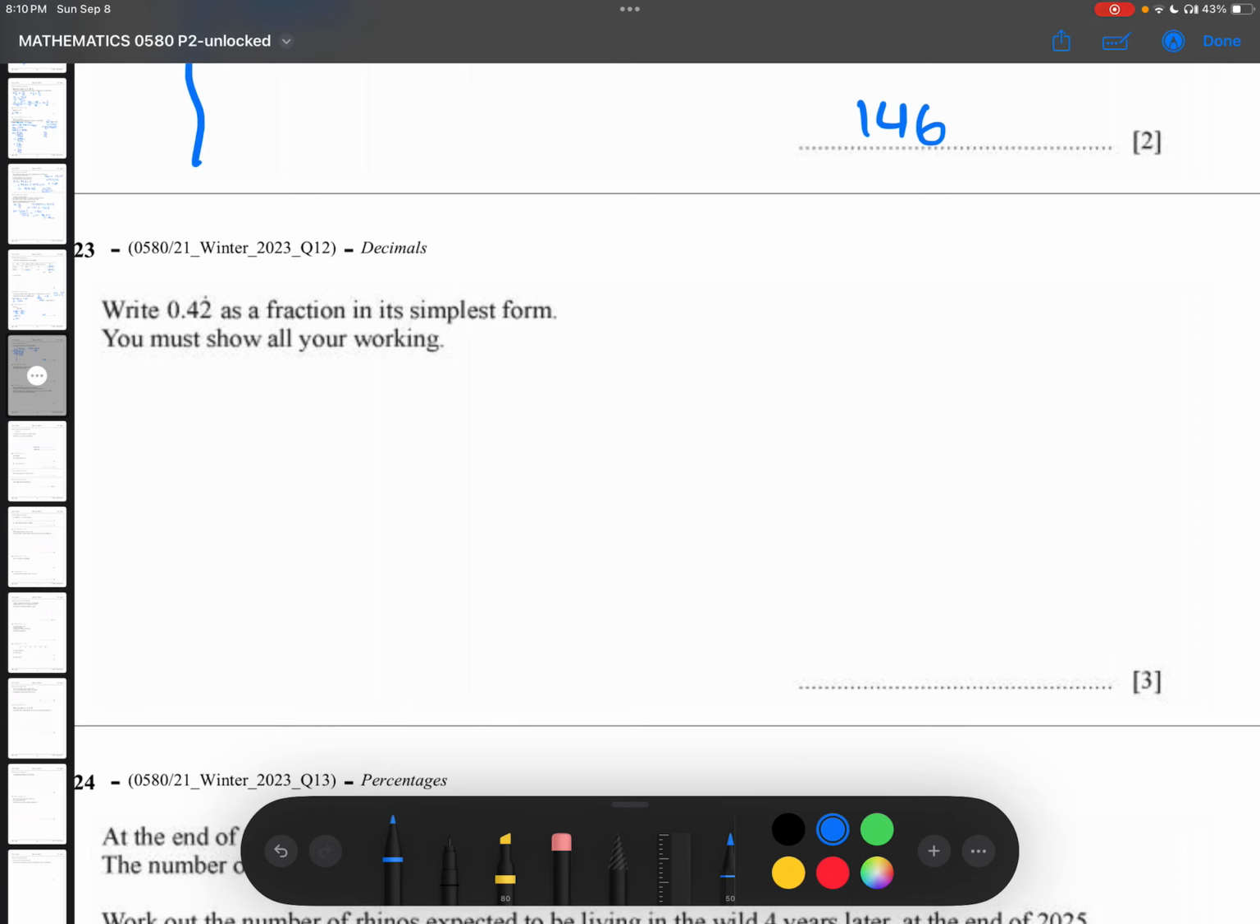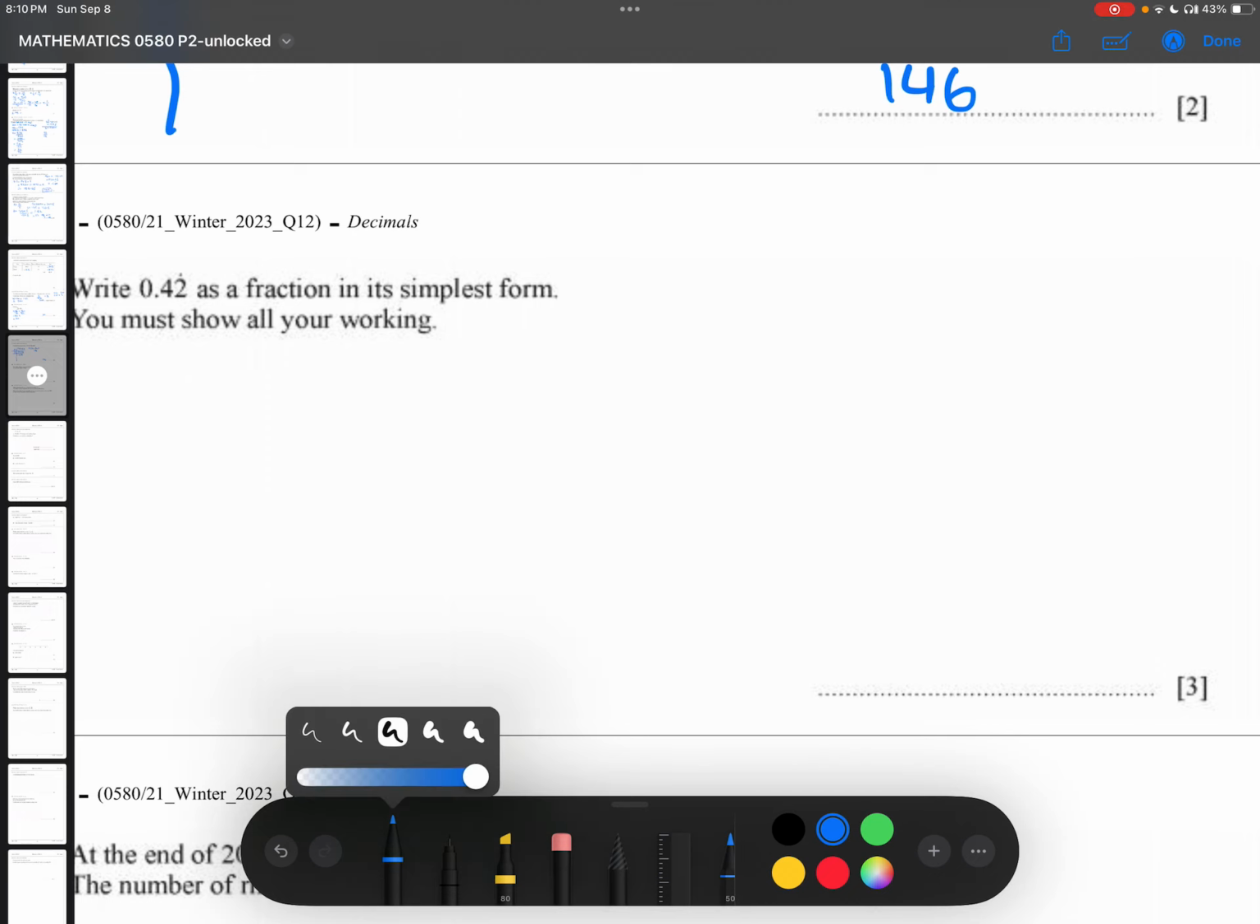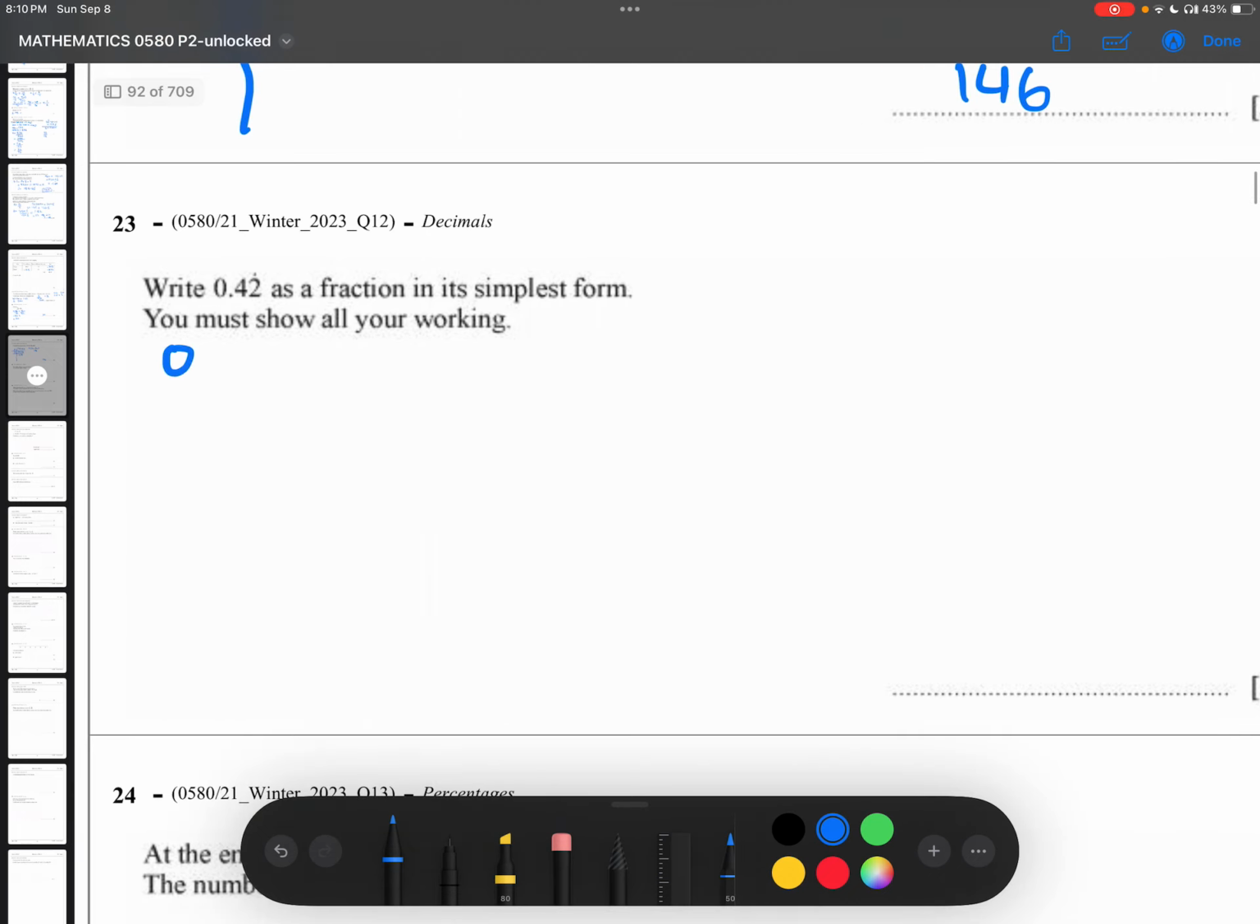It says write 0.42 with a dot above the 2 as a fraction in its simplest form. If you see this dot above any number, it means this is a recurring number. This 0.42 recurring is basically 0.4222, and if we ever want to convert a recurring decimal into a fraction, we have to form the equation first.